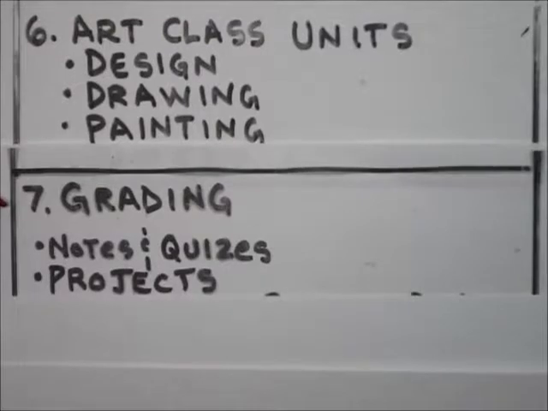Now, the second thing that we grade in art class, of course, are projects. And we make several projects throughout the course of a 9-week period. And then at the end of a unit, we grade notes, we grade the quizzes, and of course then we grade the projects. The projects are graded on a form like this.